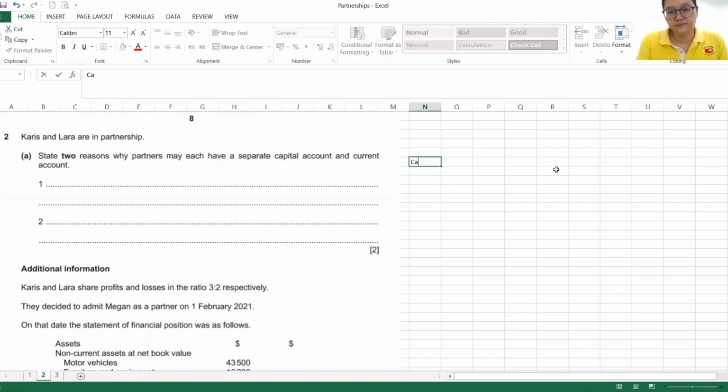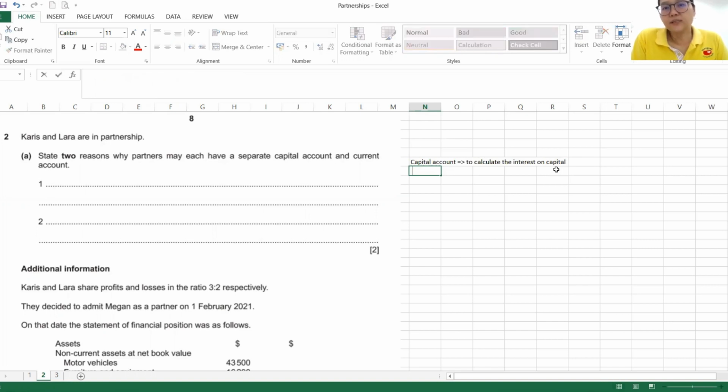For the capital account, if we maintain it separately, it will help us to calculate the interest on capital. If we do not have it, then it's difficult. If we combine both accounts, capital and current account, then we have difficulty calculating the interest on capital at the end of the year.